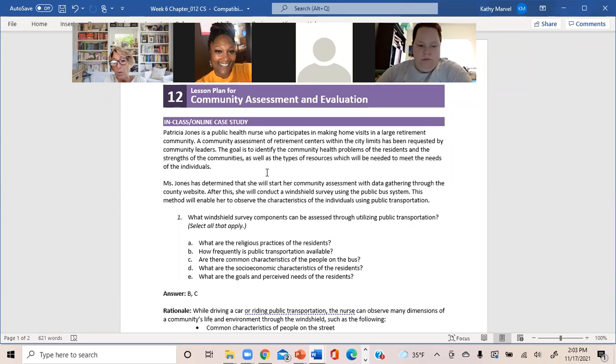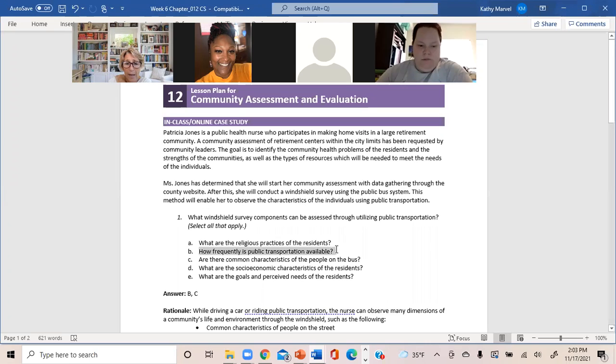After this, she goes and does a windshield survey, and she uses the public bus system. Okay. This method will enable her to observe the characteristics of the individuals using public transportation. So, she's going to do a windshield survey. All right. So first question is about the windshield survey. What windshield survey components can be assessed through utilizing public transportation?